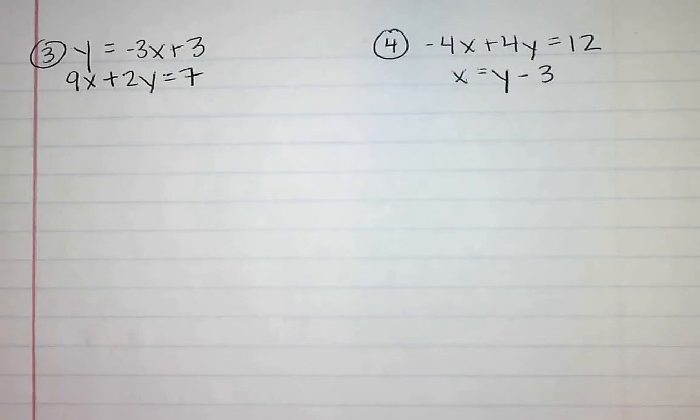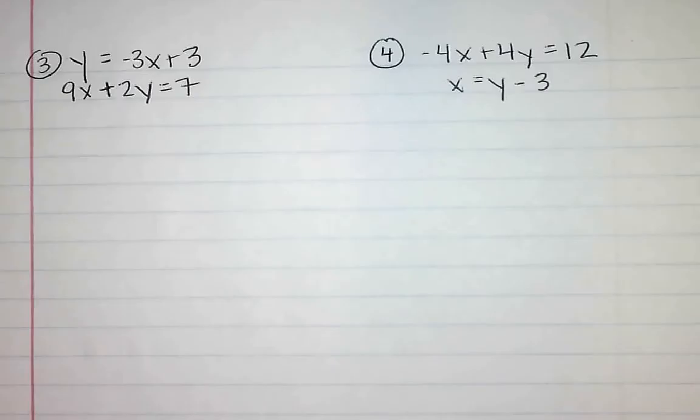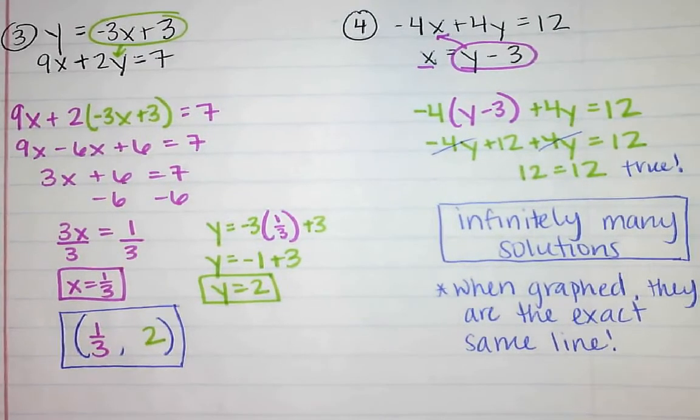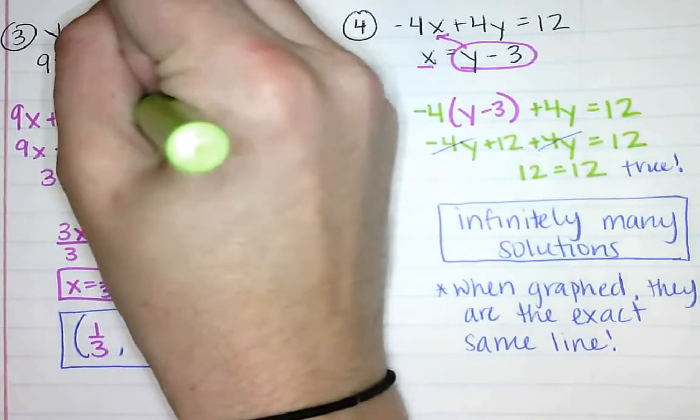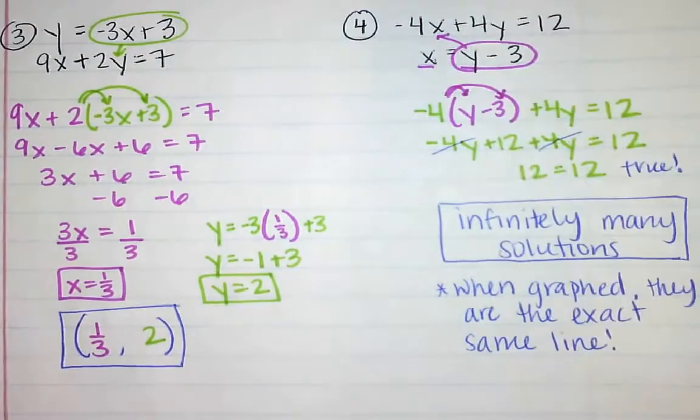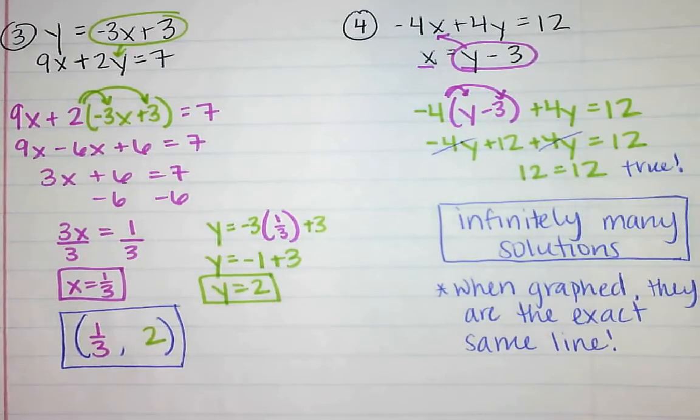Let's take a look at what they actually look like when we solve them algebraically. All right, so for number 3, we plugged in our negative 3x plus 3, and I guess I forgot my little arrows, so I'll add those in now. So I did my little negative, so that was negative 6x plus 6. There we go. Fix it on that one too. So that became 9x minus 6x plus 6 equals 7. Then I plugged it in there, and my x was equal to 1/3.